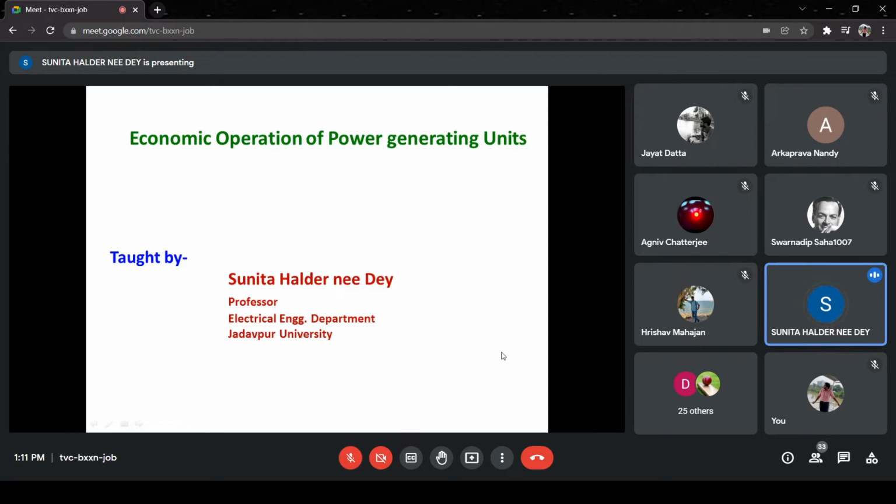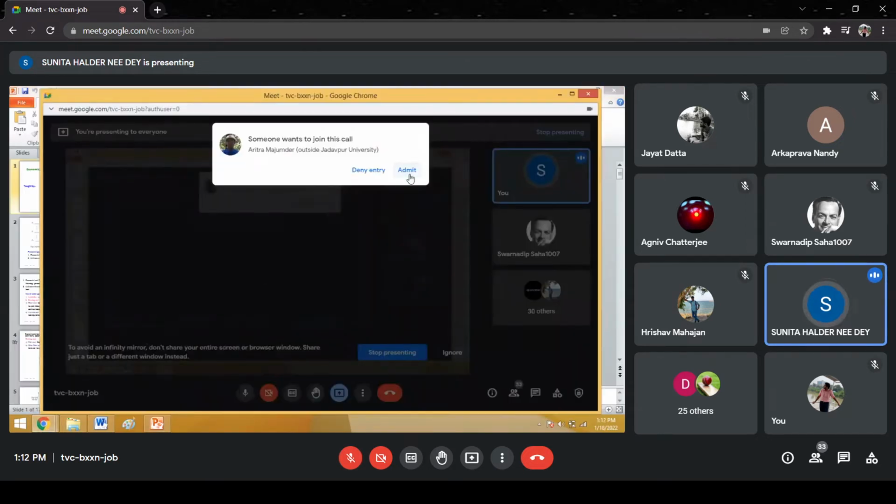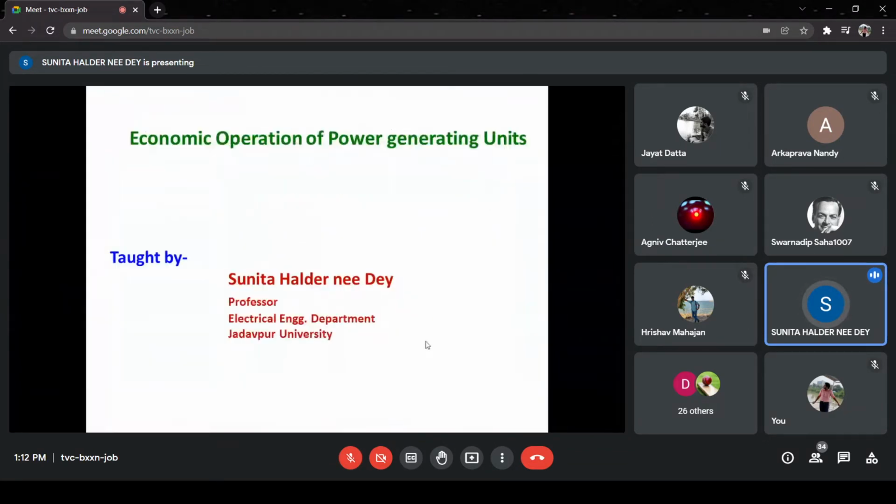So in a power system, there are different types of generating resources, mainly thermal, hydro, nuclear, and gas turbine, along with some conventional and non-conventional energies also. But power generation involves cost, and that cost is recovered from the consumers. So it should always be the aim of any power station operator that power generating units operate under economic conditions, that is, at minimum cost.